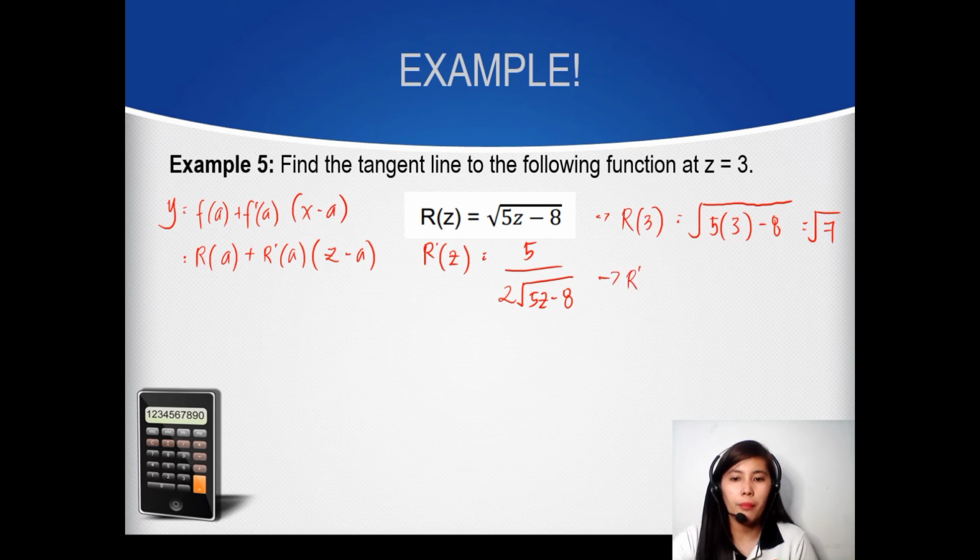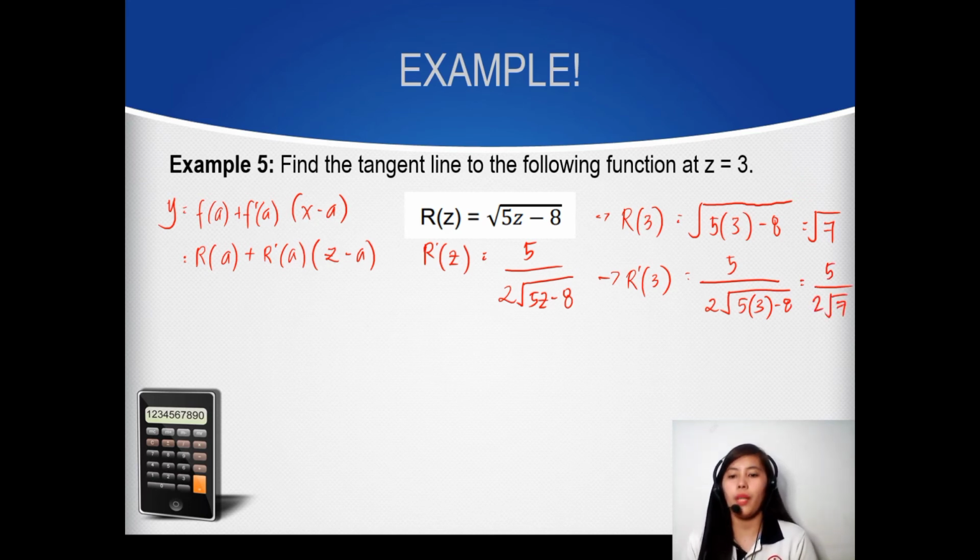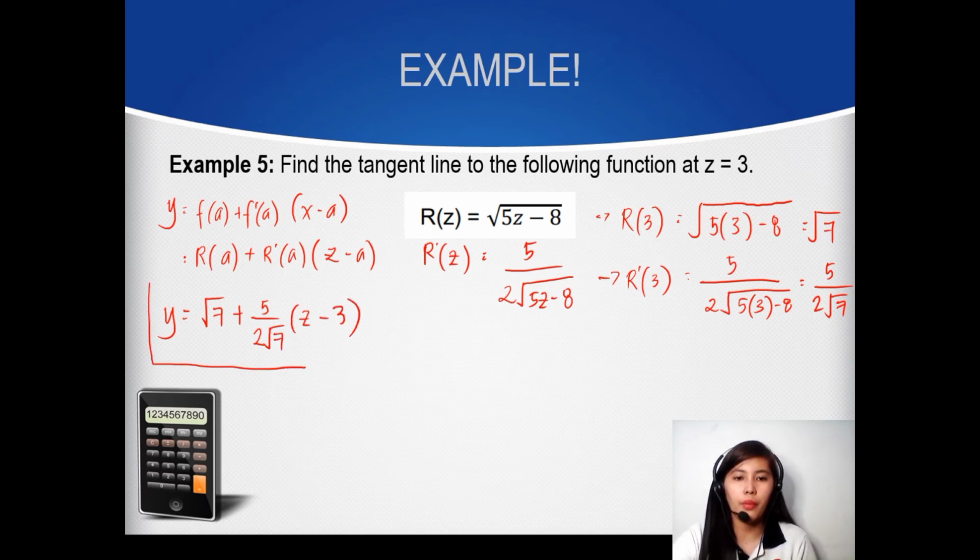Then for r prime of 3, we substitute: 5 over 2 square root of 5 times 3 minus 8, that is equal to 5 over 2 square root of 7. Now that we have r of 3 and r prime of 3, we can substitute these into our equation for the tangent line. So our r of a is the square root of 7, plus 5 over 2 square root of 7 times z minus 3. So this is our equation for the tangent line.